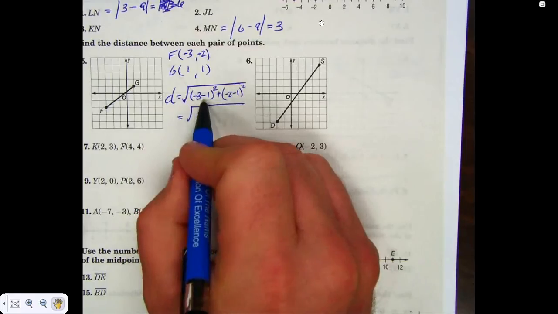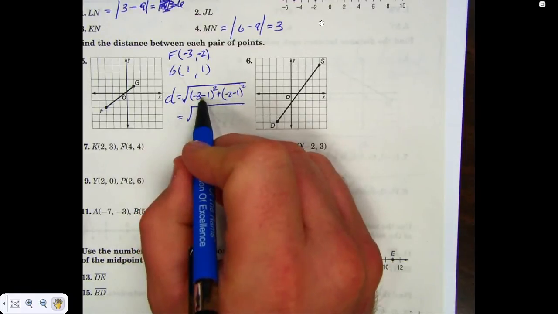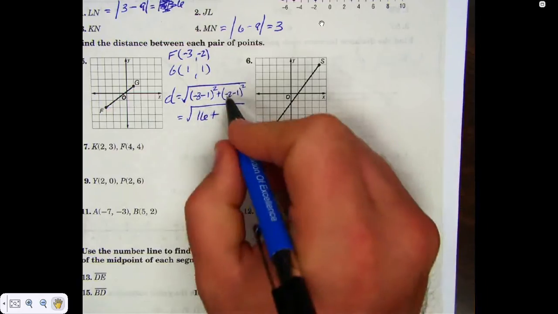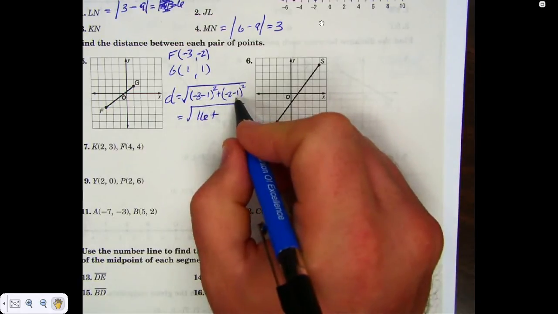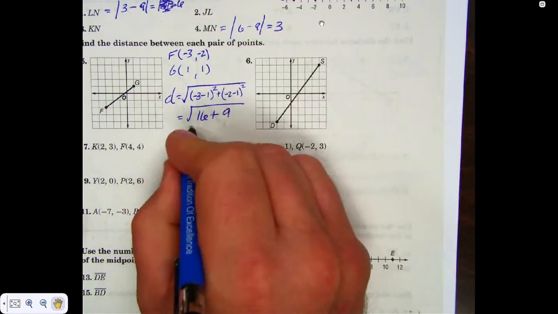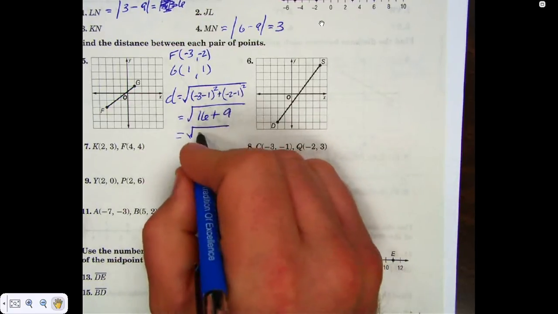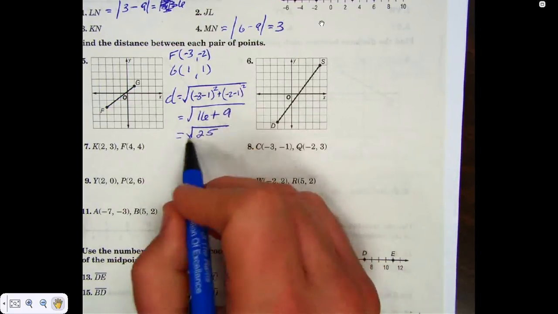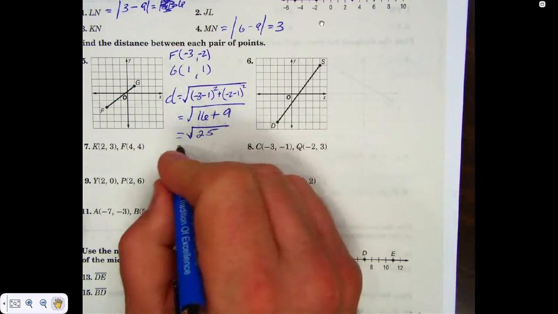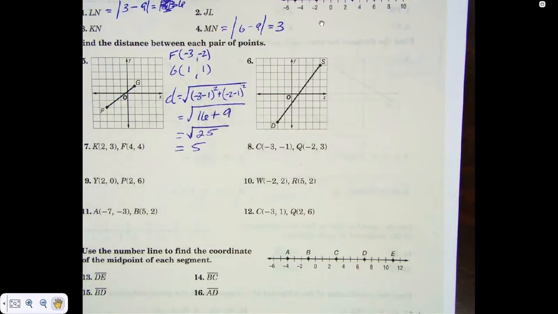What is this? Negative 3 minus 1 is negative 4. Negative 4 squared is positive 16. Negative 2 minus 1 is negative 3. Negative 3 squared is 9. What is 16 plus 9? You know what this is asking you? What number could I square and get 25? What's the answer to that question? That one came out nice and even, didn't it? They all won't. Okay.